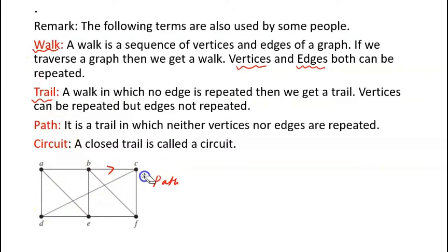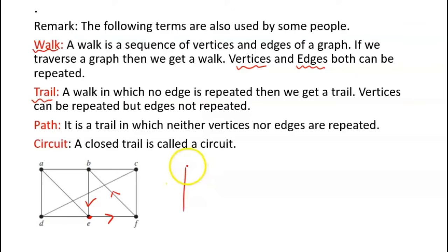Now the circuit is the same thing. A circuit is a closed trail, because in a circuit the initial and the final vertex are the same. Suppose I take this example where I start from E, go to F, then F to B, and then B to E. Here the vertex E where I started, I went back to the same vertex, so this vertex has been repeated. So a circuit is basically a closed trail. I hope this terminology is clear to you.